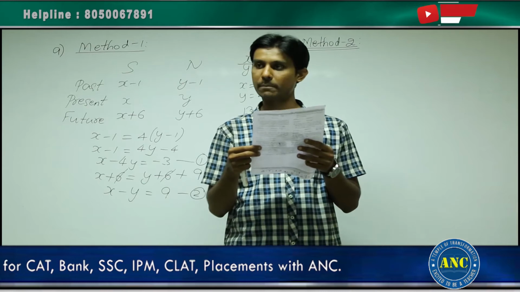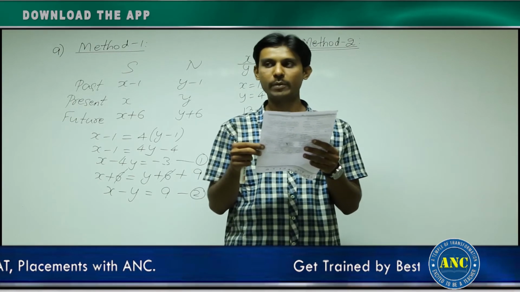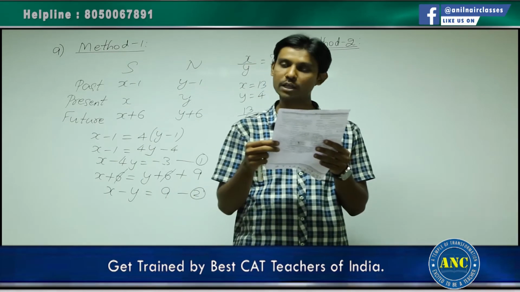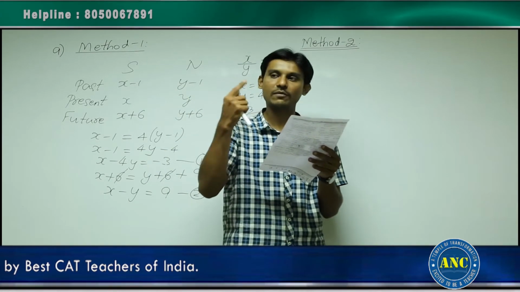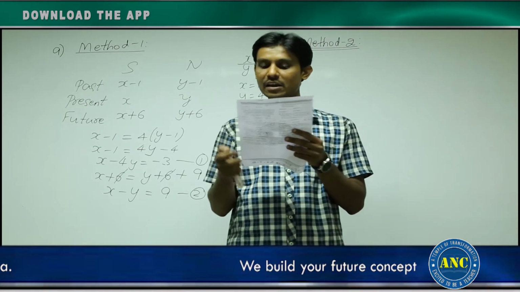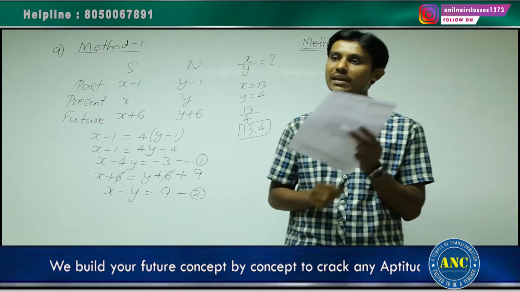Presently 13 and 4. 1 year ago they will be 12 and 3. Is 12 4 times of 3? Yes, 12 is 4 times of 3. That means it is satisfying the first statement. Let us check whether it will satisfy the second statement or not. That 6 years hence, Sneha's age will exceed her daughter's age by 9 years.